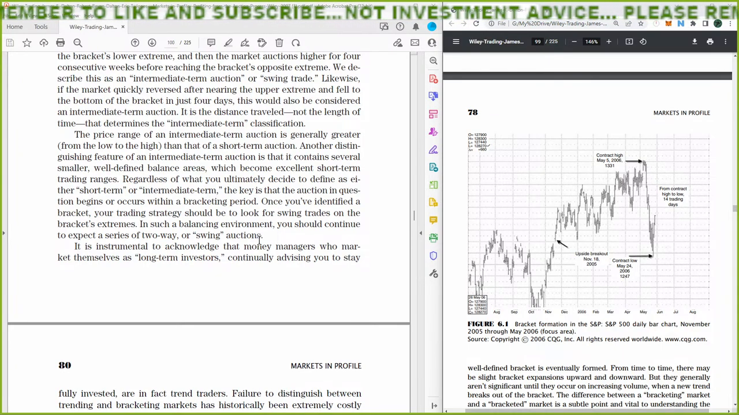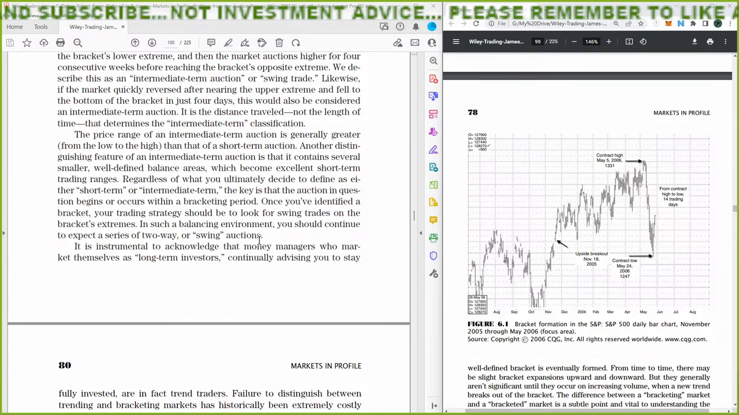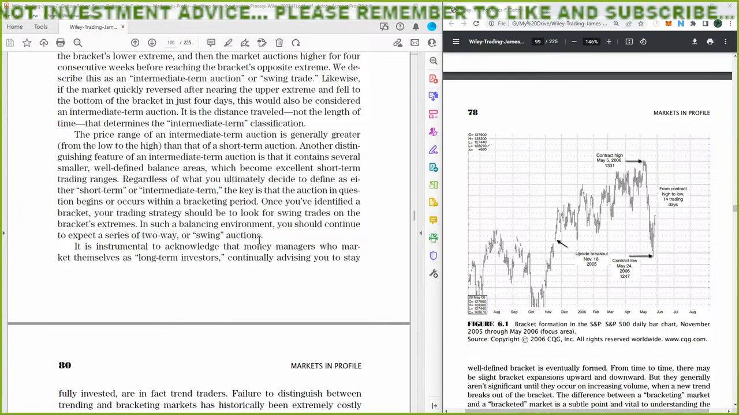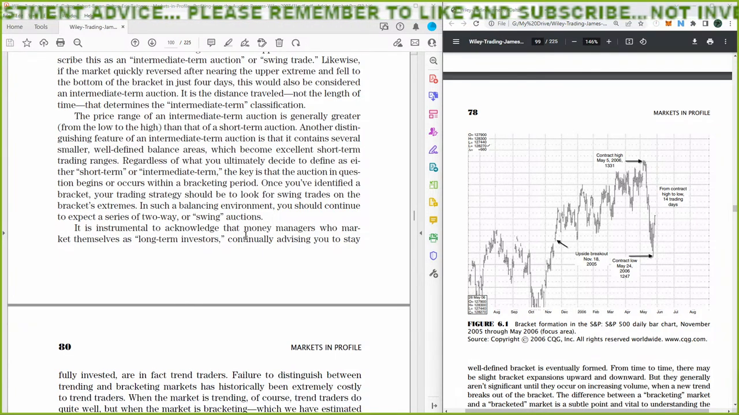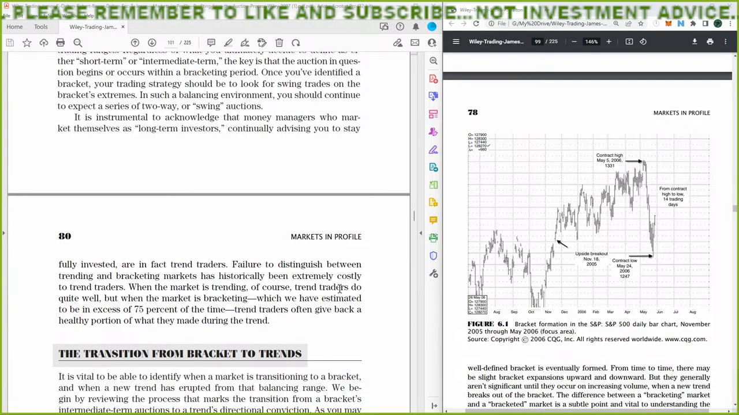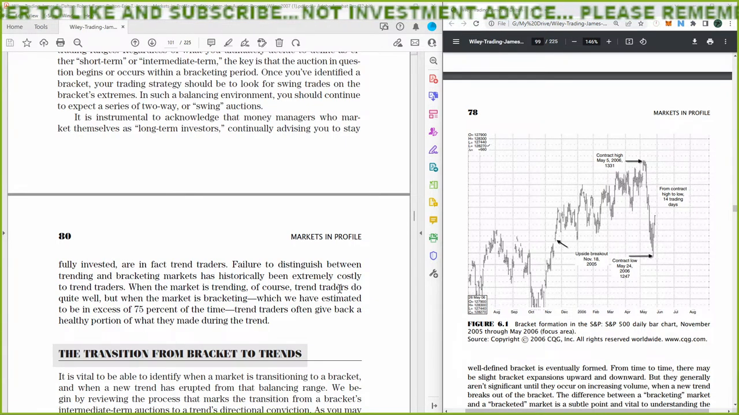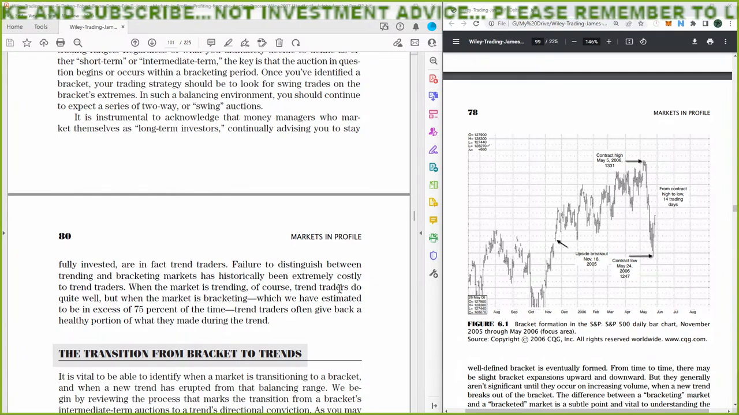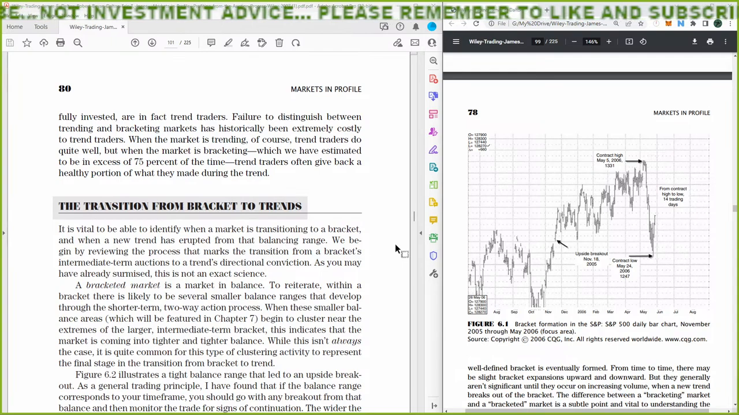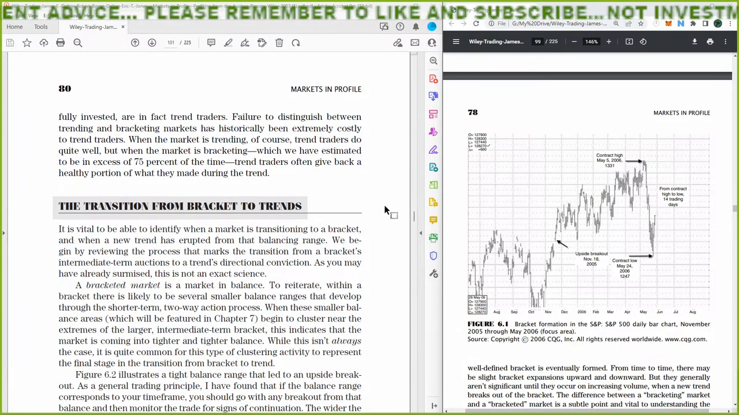Once you have identified a bracket, your trading strategy should be to look for swing trades on the bracket's extreme. In such a balancing environment, you should continue to expect a series of two-way or swing auctions. It is instrumental to acknowledge that money managers who market themselves as long-term investors, continually advising you to stay fully invested, are in fact trend traders. Failure to distinguish between trending and bracketing markets has historically been extremely costly to trend traders.